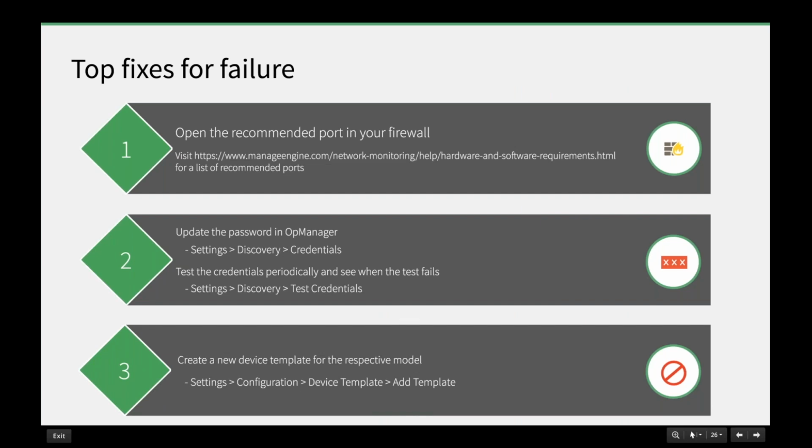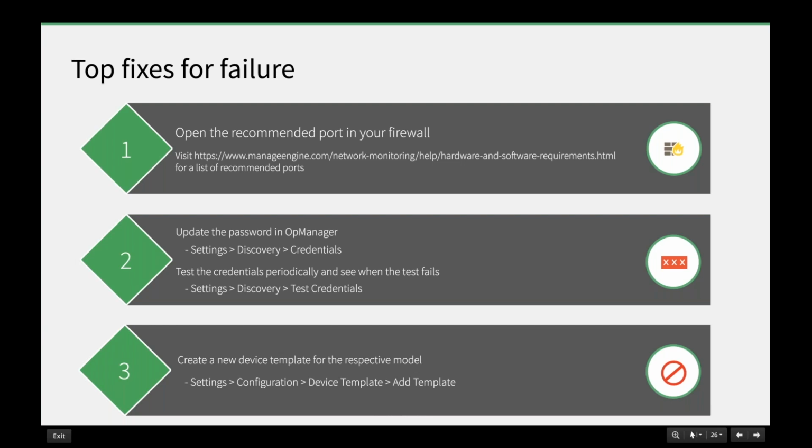OpManager uses port, protocol, and others for monitoring and fetching the information. So let's say you're monitoring a device using SNMP. It uses the SNMP protocol and port number 161. Your physical firewall or the Windows firewall where you have installed OpManager could be blocking the specified port number. In this case, OpManager will not be able to reach the device and get that information, so OpManager will term the device as unknown. So this is one of the possibilities.